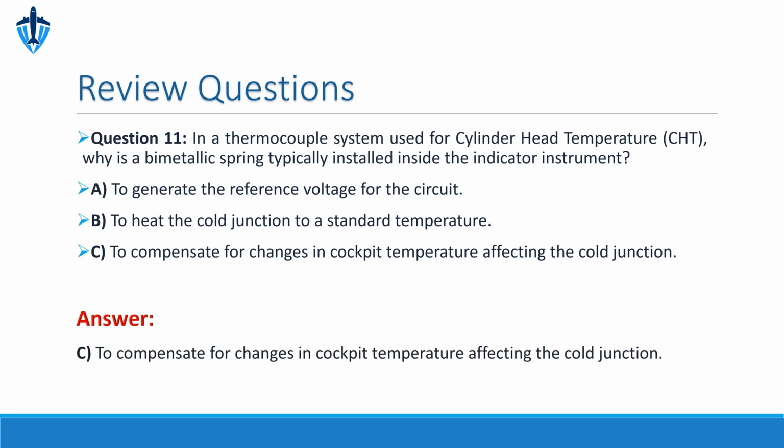The voltage produced by a thermocouple depends on the temperature difference between its hot and cold junctions. The cold junction is located inside the instrument in the cockpit where the temperature can vary. If the cockpit temperature changes, the cold junction temperature changes, which would cause an error in the temperature reading from the hot junction. The bimetallic spring automatically adjusts the instrument mechanism to account for these changes in the cold junction's temperature. As the cockpit temperature shifts, the spring expands or contracts, moving the pointer or adjusting the circuit to nullify the error, ensuring the displayed reading accurately reflects only the temperature at the hot junction.